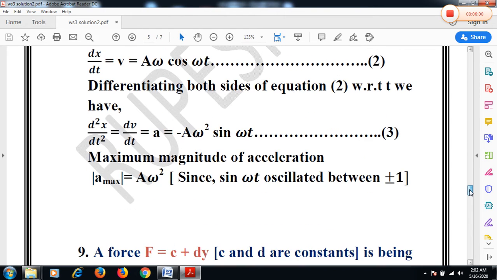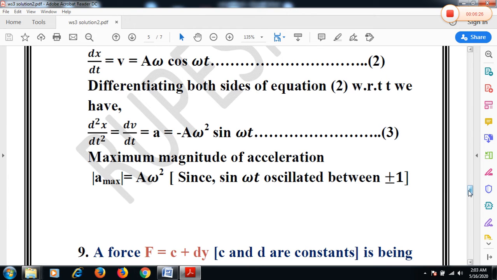Okay, students, we have numbered it as equation 3. So we need to find the maximum magnitude of acceleration, that is, mod a max, which will be equal to a omega square, since sin omega t oscillates between the values plus 1 and minus 1. So the maximum mod of a max equals a omega square.